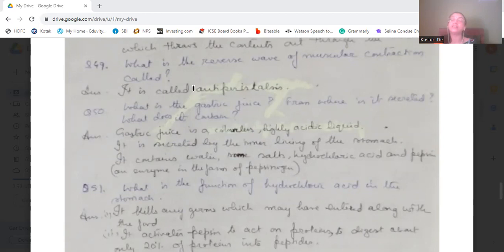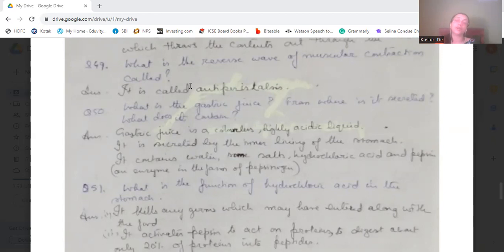Gastric juice is a colorless, highly acidic liquid because it contains hydrochloric acid. It is secreted by the inner lining of the stomach. And what does it contain? It contains water, some salt, hydrochloric acid, and pepsin in the form of pepsinogen, which is activated after secretion by hydrochloric acid. Pepsinogen is activated into pepsin by hydrochloric acid.